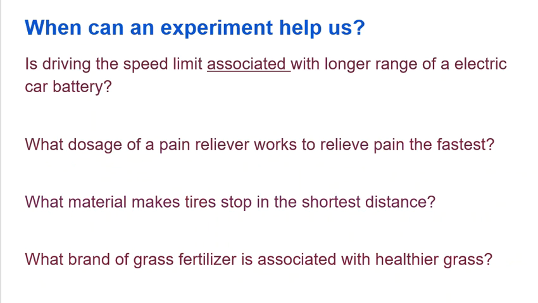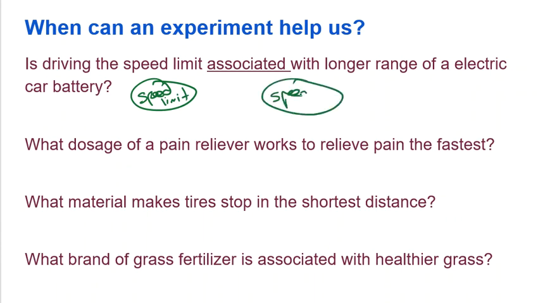All right, so when can an experiment help us? Here's a couple great examples. Is driving the speed limit associated with longer range of electric car battery? This I can do an experiment. I could get a group of people and I could tell every one of them, please drive the speed limit. You guys are going to drive the speed limit. Do not go over the speed limit. Maybe I actually put some type of monitor on their car so I can make sure they're listening to me. And I'm going to get another group of people and I'm going to tell you, speed, go fast, go on the freeway, go fast. Now, maybe I have to do this on some type of closed track. That way, people don't get hurt or injured.